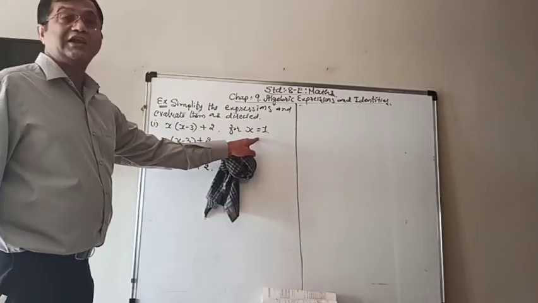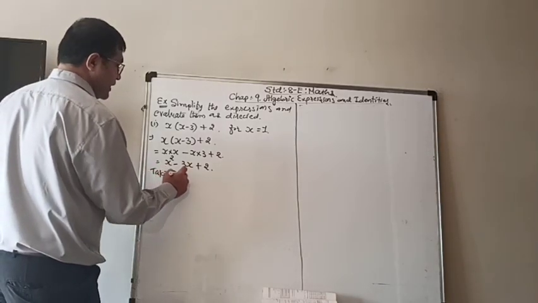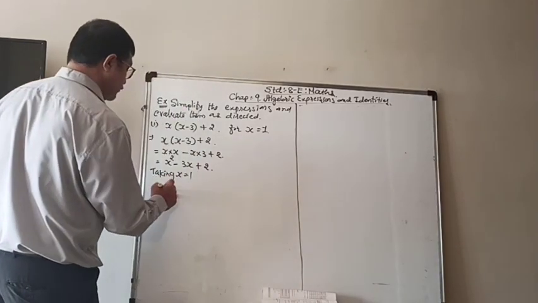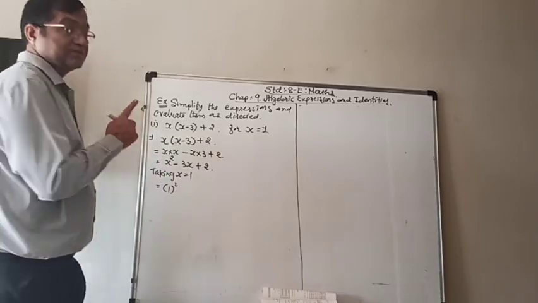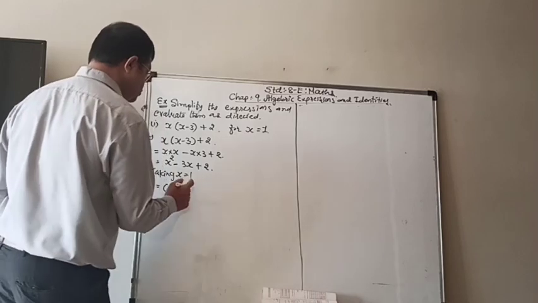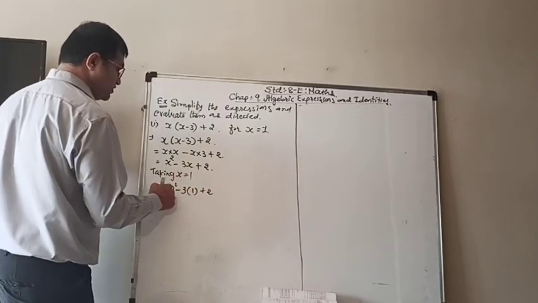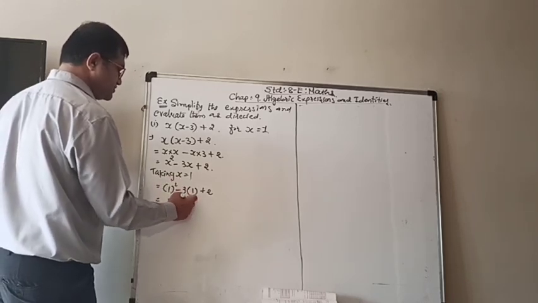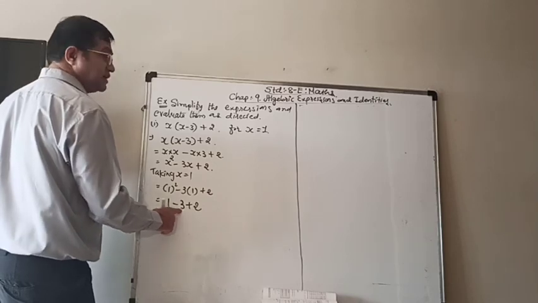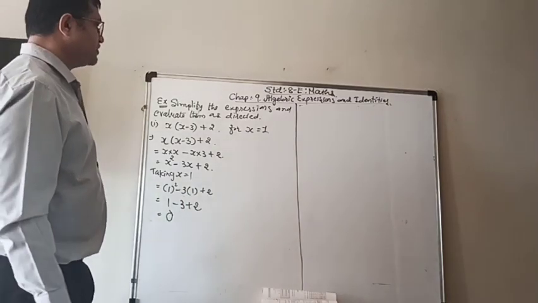Now we have to put the value x equal to 1. So we will get 1 square minus 3 into 1 plus 2. Wherever there is x we have to replace it by 1 because the value of x is given as 1. What is the square of 1? 1. 3 ones are 3, plus 2. 1 minus 3 is minus 2, plus 2, that is 0. So the answer is 0.